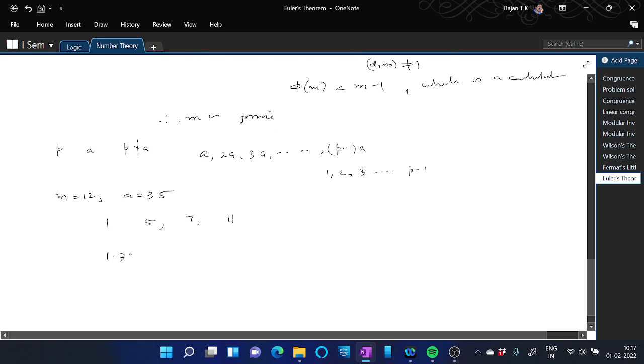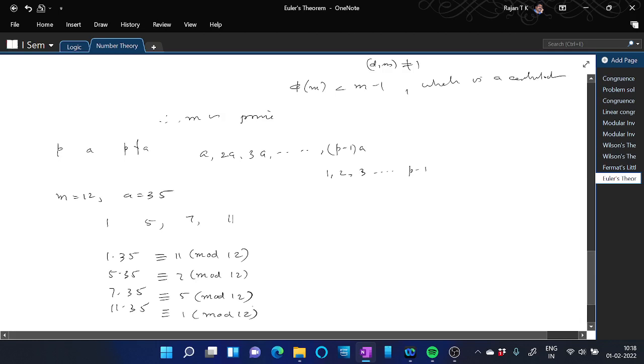You see, 1 into 35, if you calculate, similarly 5 into 35, 7 into 35 and 11 into 35, the residues of these numbers modulo 12 are 1, 5, 7, 11 in some order. Or in other words, 1 into 35 is clearly congruent to 11 mod 12. 5 into 35 is congruent to 7 mod 12. 7 into 35 is congruent to 5 mod 12. And 11 into 35 is congruent to 1 mod 12.